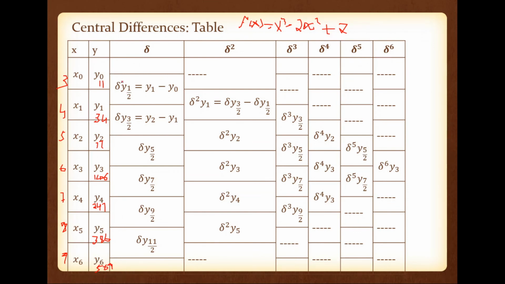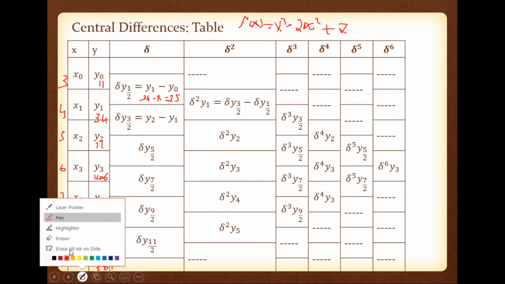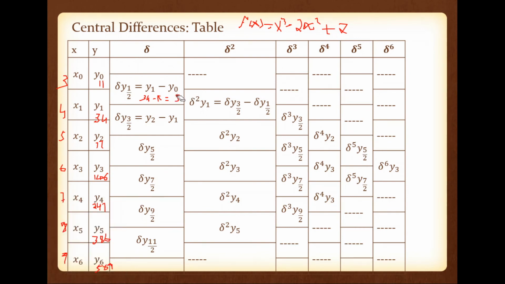Now we have to find theta y1 by 2. So theta y1 by 2 is 34 minus 11. So that is equal to 23, right?